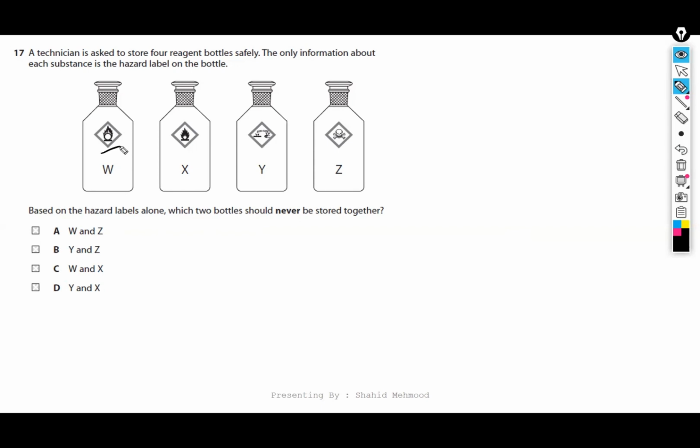This is for the oxidizing agent, which helps in the burning process, oxidizing other compounds. This is highly flammable. This is corrosive and this is toxic. So this is flammable, so definitely this option or this should be it. Toxic and flammable have no relation, while an oxidizing agent is supporting the fire. So this is flammable. So W and X would be the correct option.